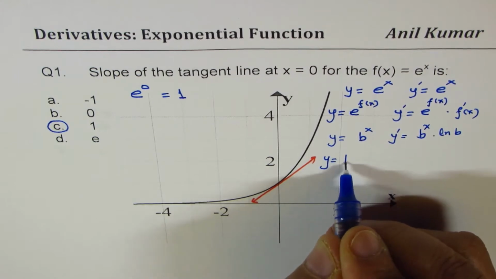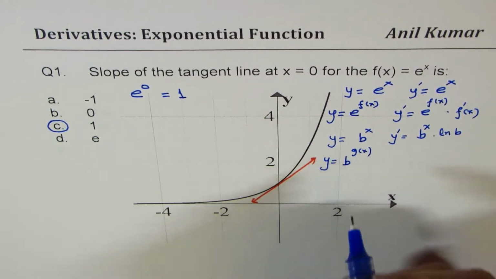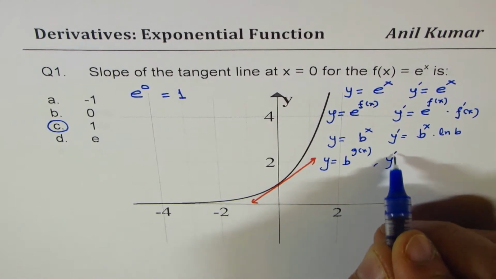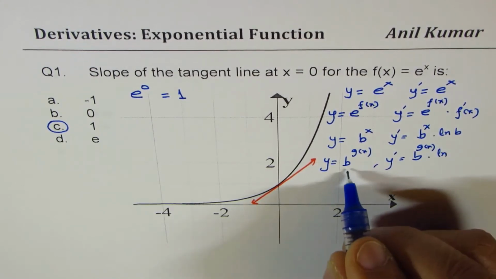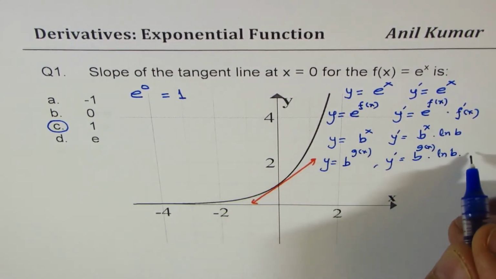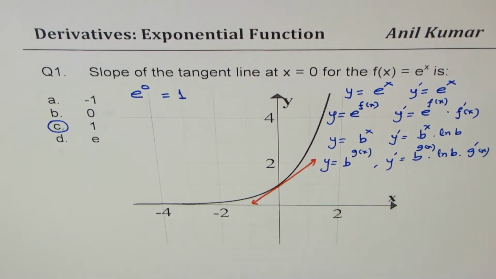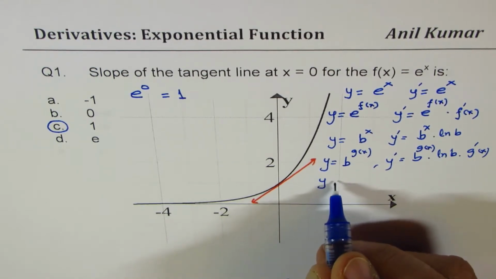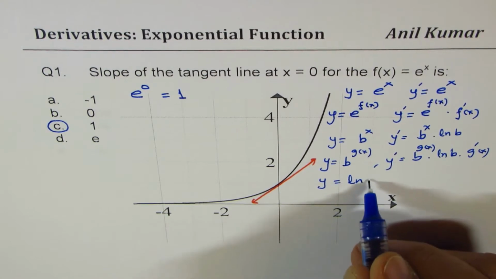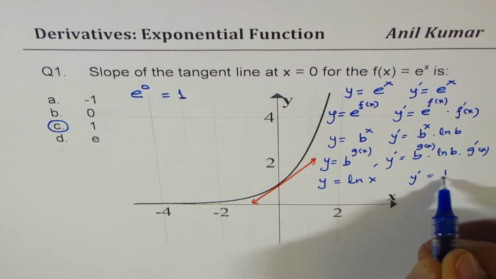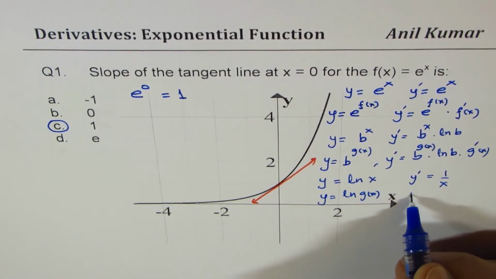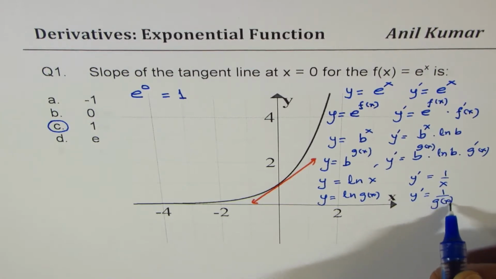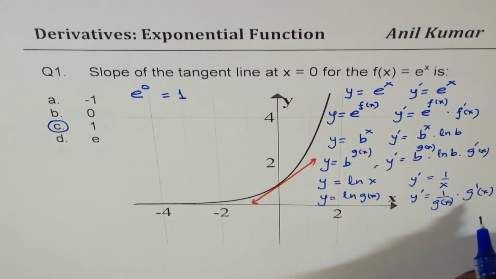If your function is b to the power of g of x, in that case the derivative will be the function itself, b to the power of g of x, times ln b, the base, times the derivative of the function, correct? So normal rules, so the chain rule will be applied. Now you could also have questions related to y equals ln x. Then the derivative of ln x is 1 over x. And if we have y equals ln of g of x, then the derivative will be 1 over g of x times the derivative of g of x, correct?